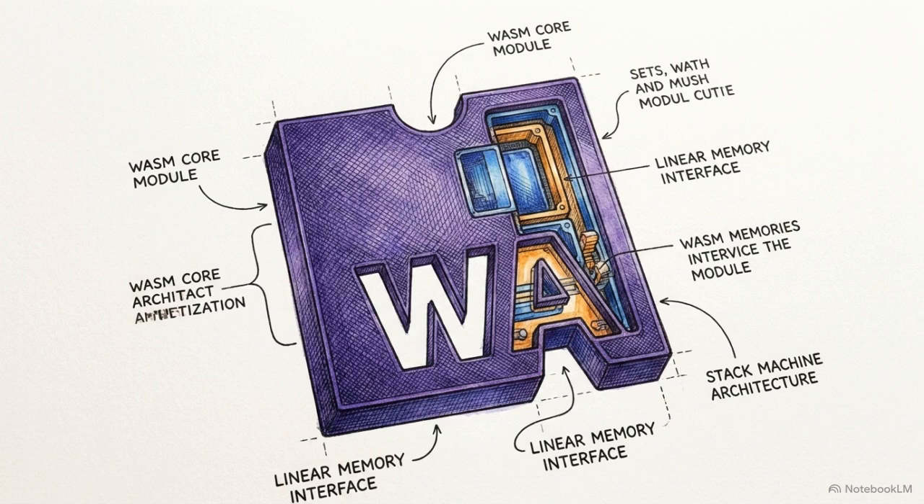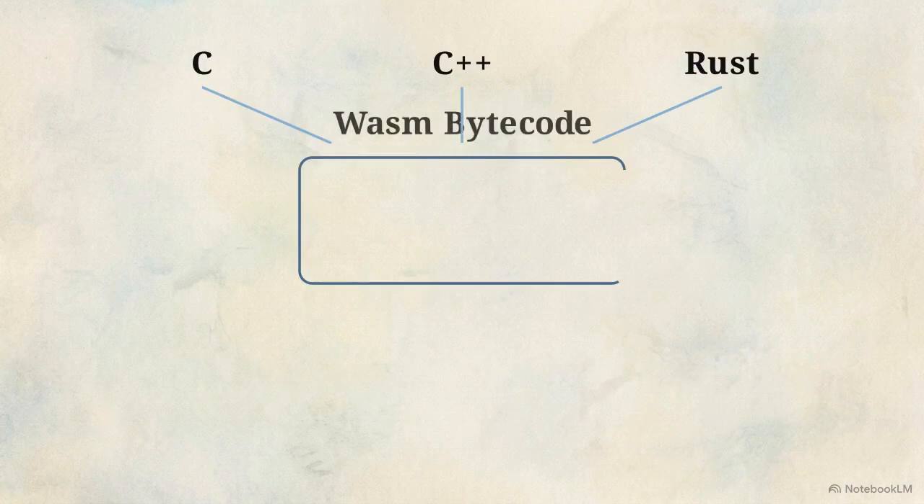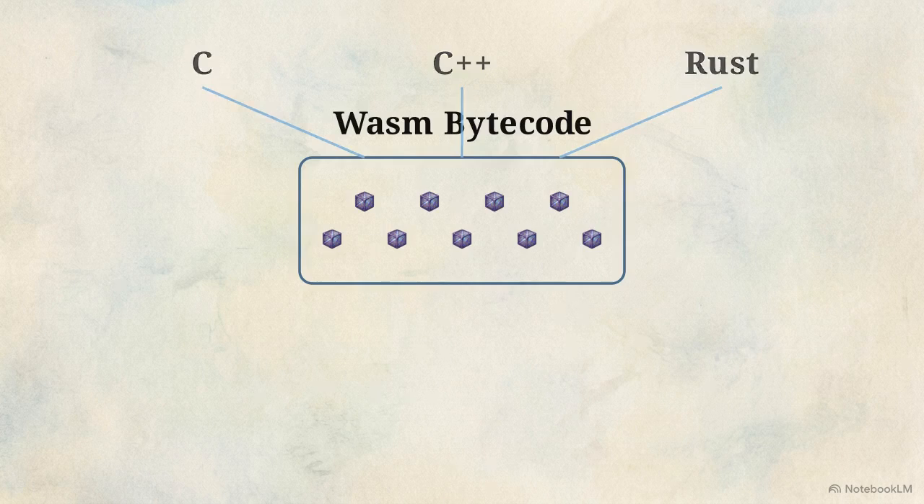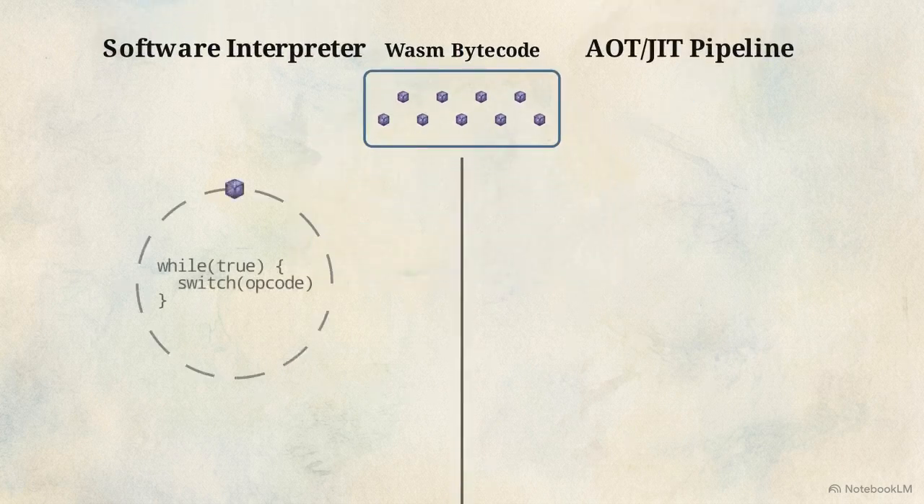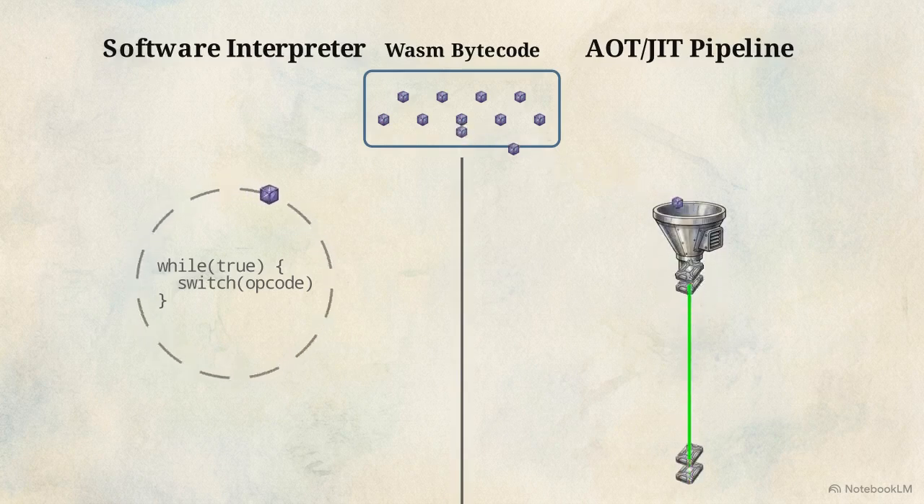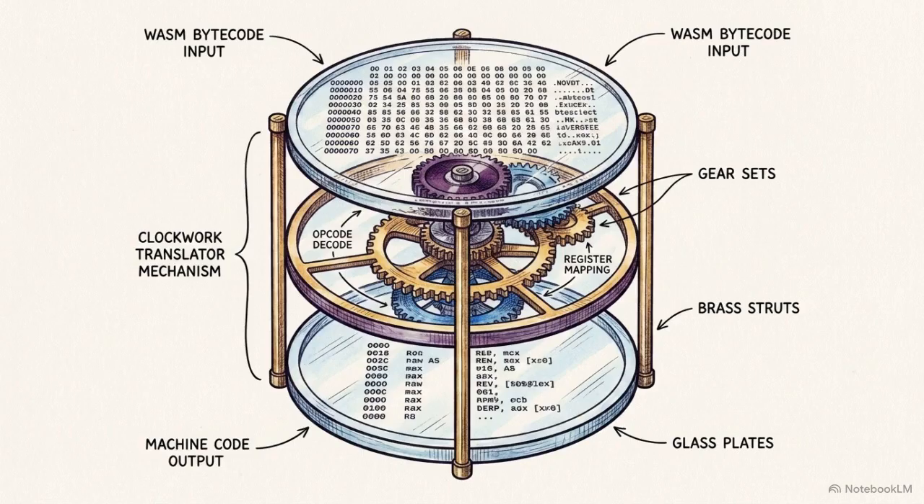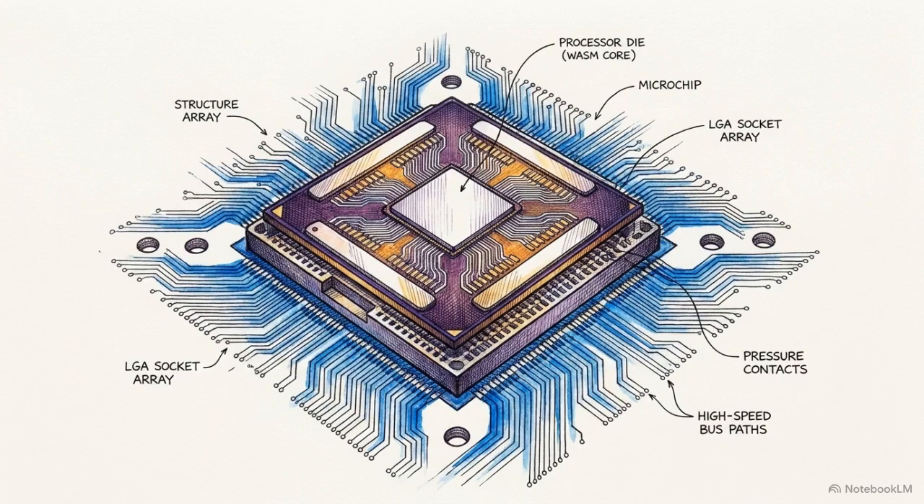It's a portable bytecode format designed to be a fast, secure compilation target for high-level languages like C, C++, and Rust. Despite its name, WebAssembly does not achieve safety by trapping code inside a simulated virtual machine loop. An interpreter that checks every instruction as it executes is far too slow for native performance applications. Instead, a WASM runtime uses a just-in-time compiler to translate that bytecode into raw machine code. This allows the code to run directly on the host CPU at near-native speeds.